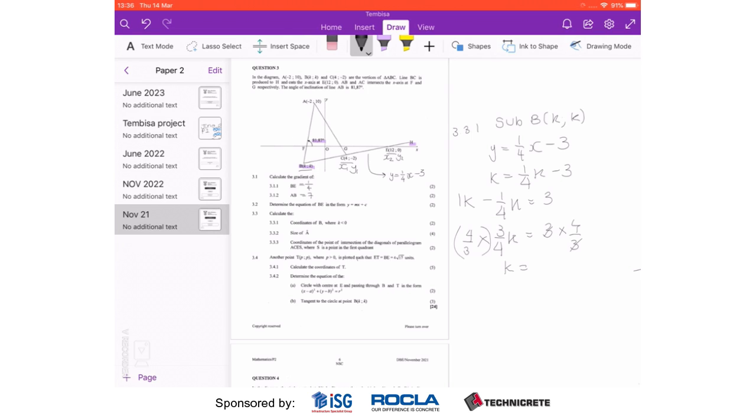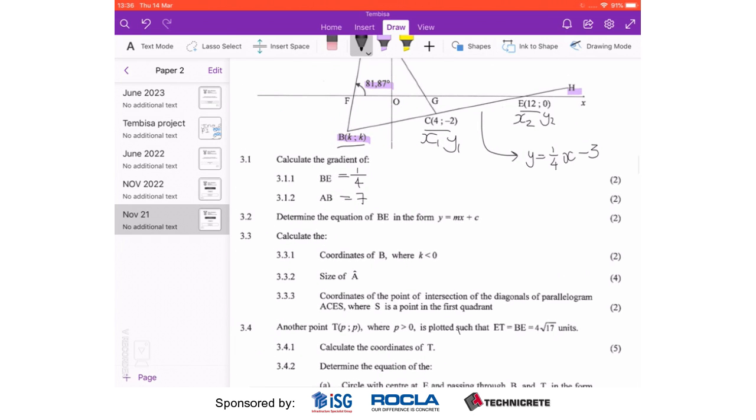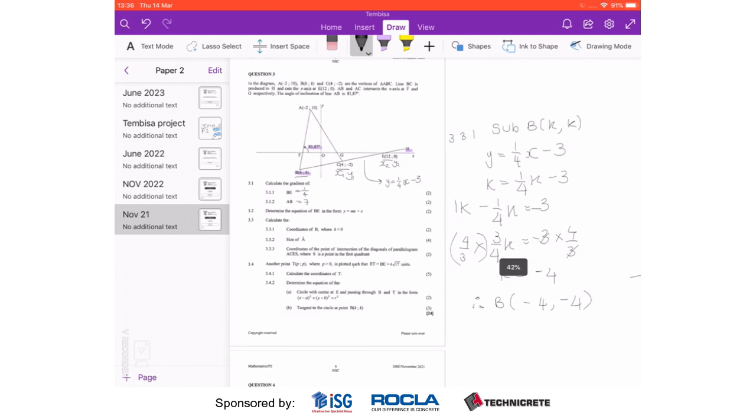K is therefore equal to... remember that this is negative 3. K is equal to negative 4. Okay, so therefore my coordinates of B is negative 4, negative 4. Okay, let's write that in here. So it's no longer just k. We now know that it is negative 4, negative 4.